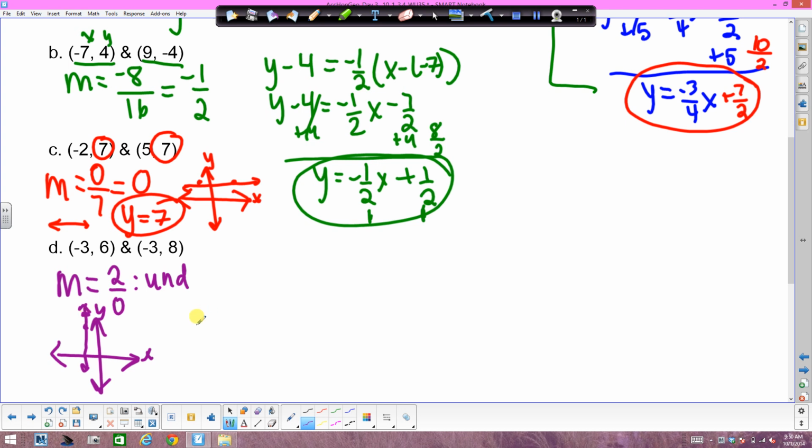So if I have the vertical line, we know that the equation is going to be x equals some number. Well, x would equal -3, which is the x-coordinate of both ordered pairs, so that would be the equation. So vertical lines you cannot write in slope-intercept form. You'll just have to write them as x equals a number, and they're just a special case of equations.